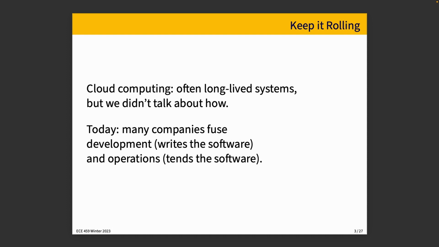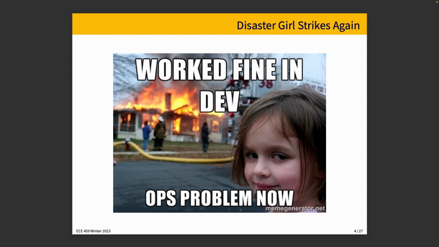And it is the case that many companies these days use combined teams that have some development aspect, writing the software, and operations, tending the software, looking after it as it executes. Because the trend today is away from strict separation between the development team and the operations team, running the software and the infrastructure. So it does prevent this sort of "works fine in dev, ops problem now" situation where, shall we say, incentives are poorly aligned.